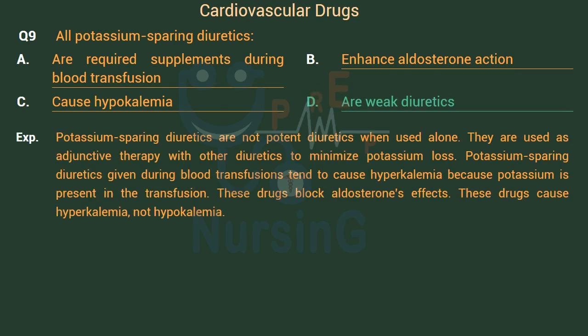Potassium-sparing diuretics are not potent diuretics when used alone. They are used as adjunctive therapy with other diuretics to minimize potassium loss. Potassium-sparing diuretics given during blood transfusions tend to cause hyperkalemia because potassium is present in the transfusion. These drugs block aldosterone's effects. These drugs cause hyperkalemia, not hypokalemia.